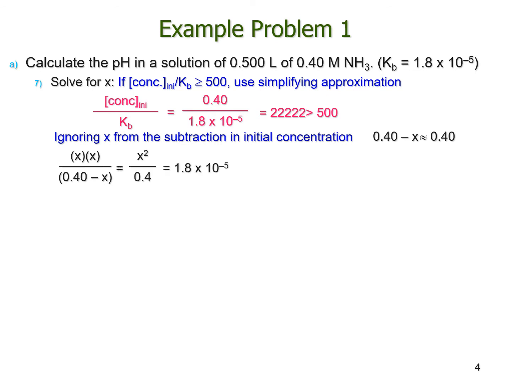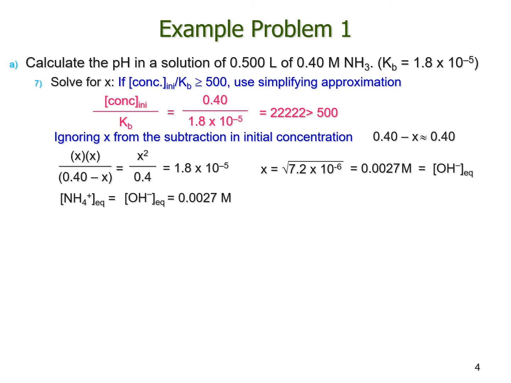All right, so after we take away this minus X from this equation, the rest should be very easy to calculate. If we multiply by 0.4 on both sides and take the square root, we have X equals 0.0027 molar. X, as we now know, is the equilibrium concentration of hydroxide, so we can calculate the equilibrium concentration for all the species we're interested in, like the equilibrium concentration of ammonium, as well as the equilibrium concentration of ammonia.